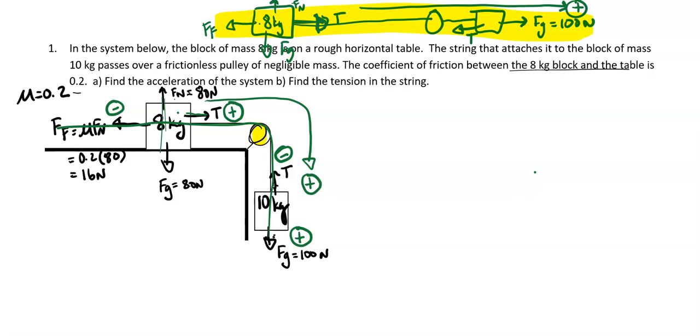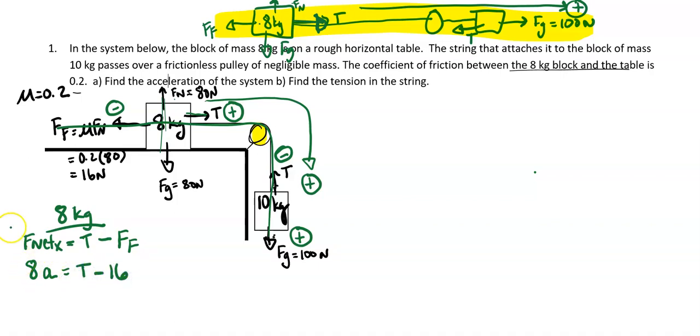Now we're going to set up FNet in the x direction for each object. So let's go ahead and do it for the 8 kilogram first. So for the 8 kilogram, let's look. We have FNet x is equal to what forces are acting on it in the x direction. Let's see, we have tension pulling to the right, take away FF pulling to the left. So we have FNet is what? Mass times acceleration. So that is going to be 8 times A equals tension minus 16. Cool. And I should include FNet as MA. That was lazy that I didn't write that. Cool. So I'm going to go ahead and leave it like that. I don't know tension. I don't know A. Let's come back to that.